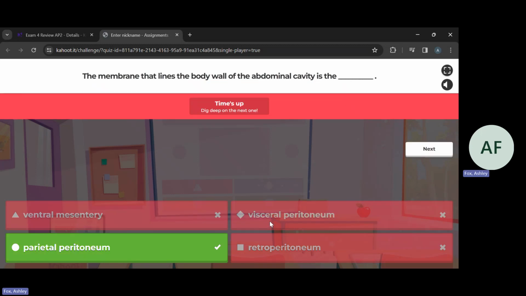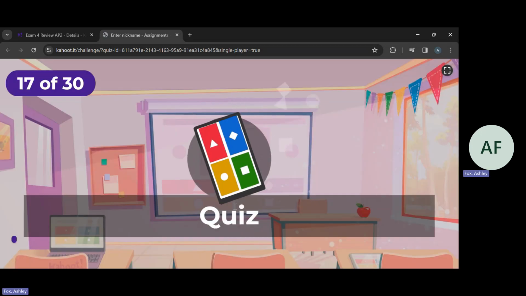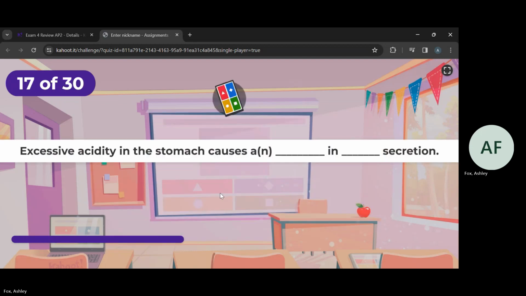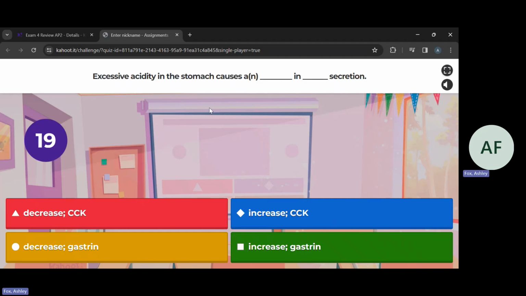Both are going to be peritoneum, but the visceral peritoneum would be along the organs, like the specific areas of the digestive system. Parietal peritoneum is on the body wall. Retroperitoneal is what we call organs that are behind it, not outside of the two layers of peritoneum. And mesentery, remember, is between the small intestine. Excessive acidity in the stomach causes a blank and blank secretion.